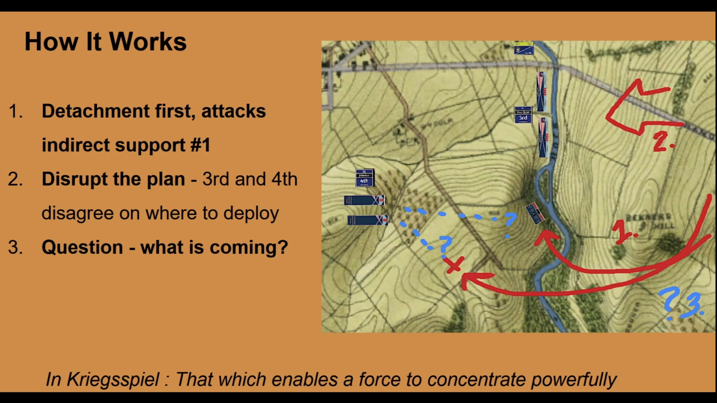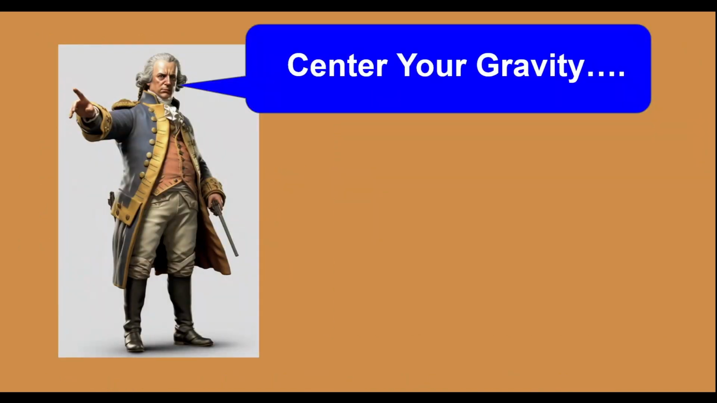Because in the third case, or number three, you've created a question mark about what's coming, and in maneuver warfare terms, it's a phantom. You've created a phantom in their minds that slows down their decision making. So what you've done is you have concentrated your force powerfully at number two to hit those infantry, but you have decreased their ability to concentrate powerfully by creating phantoms, by creating noise in their system, and by creating disagreement between their commanders. That is how center of gravity can work in a very practical way for Kriegspiel, and how you can become a better commander.